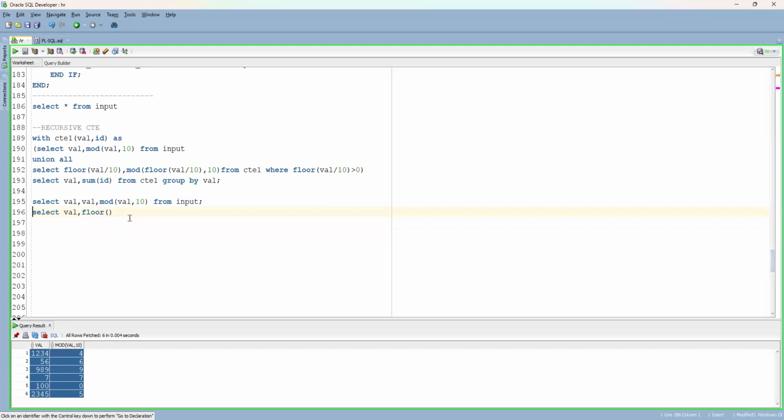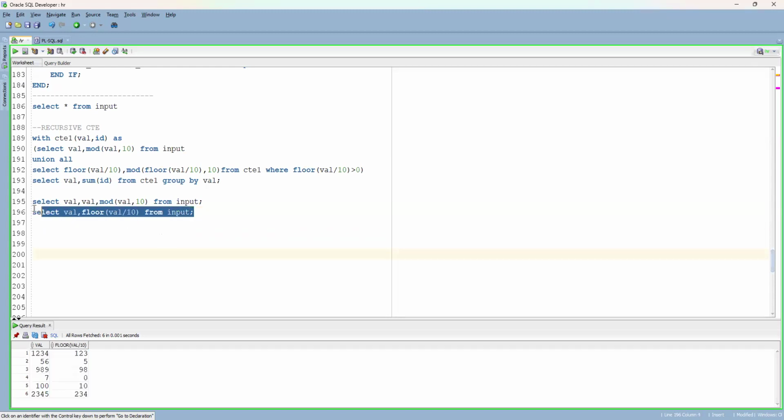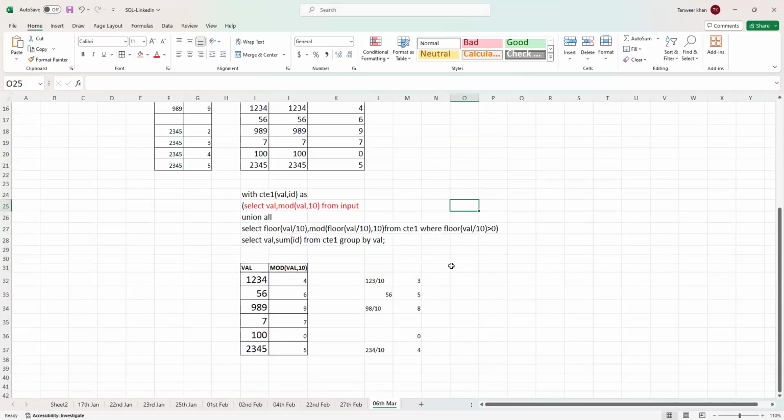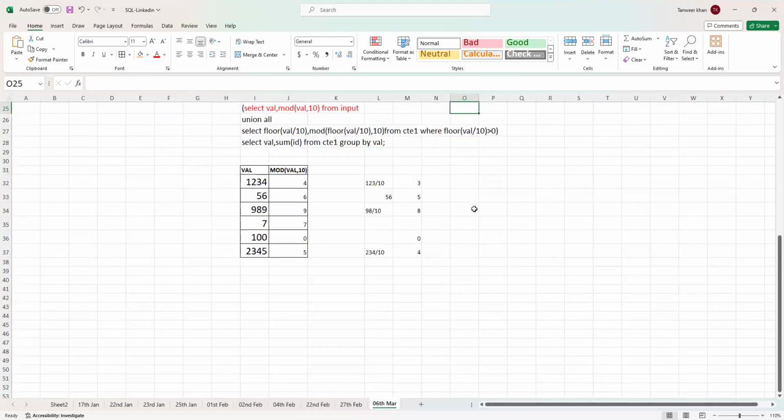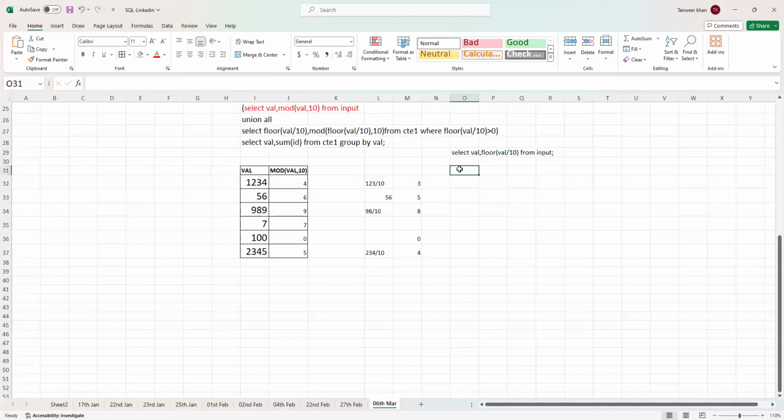Now, suppose here you have this floor and then val and then floor of val by 10 from input. Let's first of all try to understand what is floor. Now, this is the floor. I executed this query. Okay, this is the output of this. Now for this query, we have this output. Let's try to understand this output here.